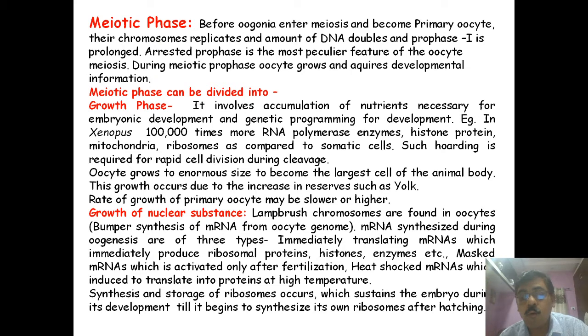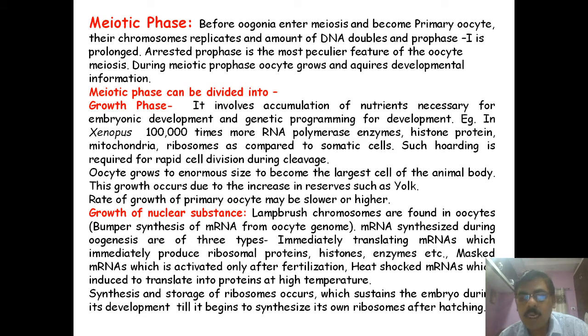The oocyte grows to an enormous size to become the largest cell of the animal body, and this growth occurs due to increase in the reserve material such as yolk. Rate of growth of the primary oocyte may be slower or higher as per the organism. Second one is the growth of the nuclear substance.